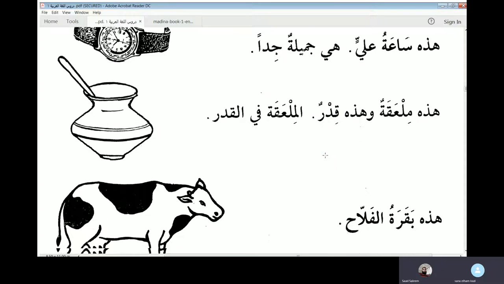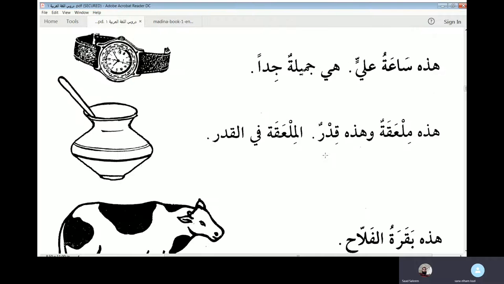Is this the muzaf formation? No, there is nothing. But for the ending, how do we know whether it is hazihi or haza in Arabic? Hazihi, because it has ta marbuta at the end, so it is a feminine word, and we use hazihi for it. If it is haza, just haza, milafun. But milafa is a feminine word, that's why we always use hazihi with it.